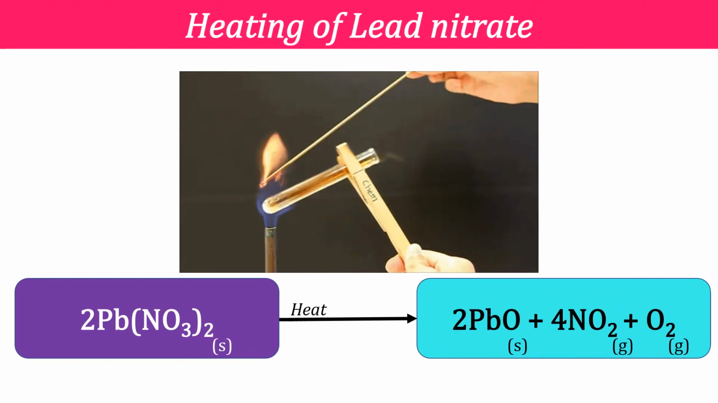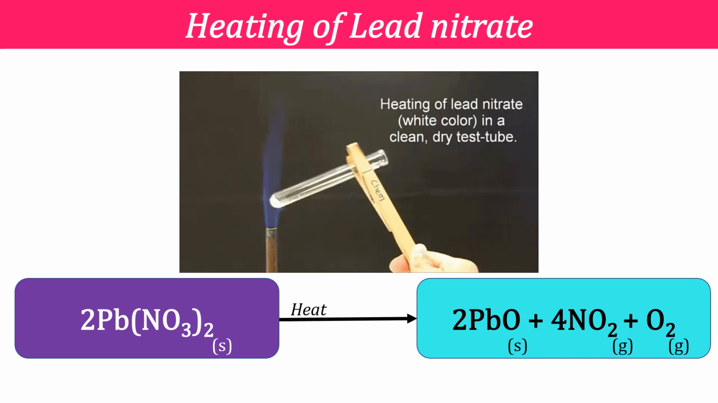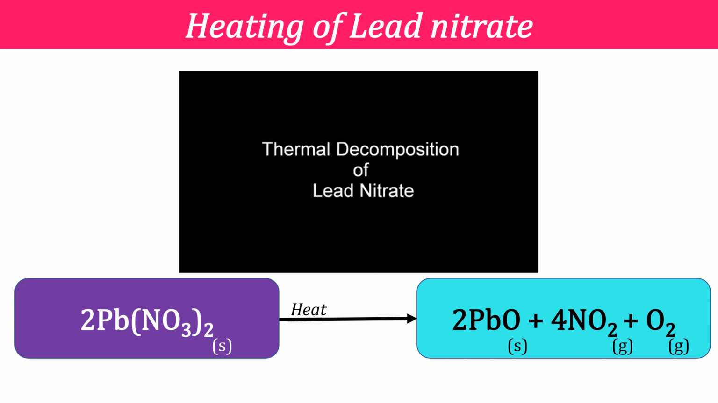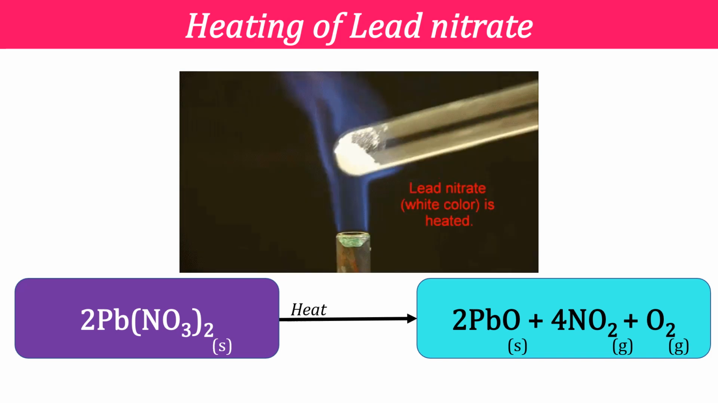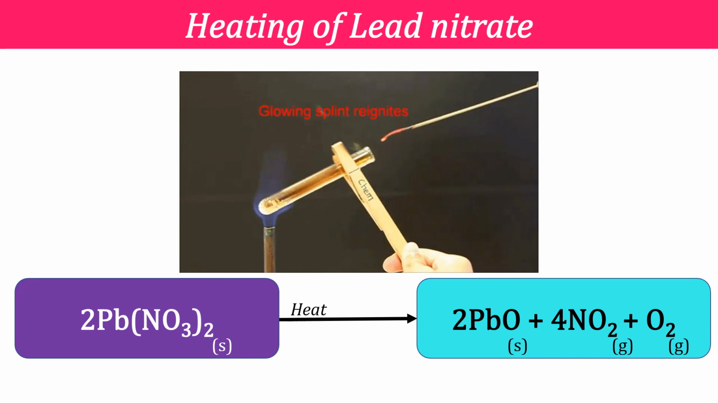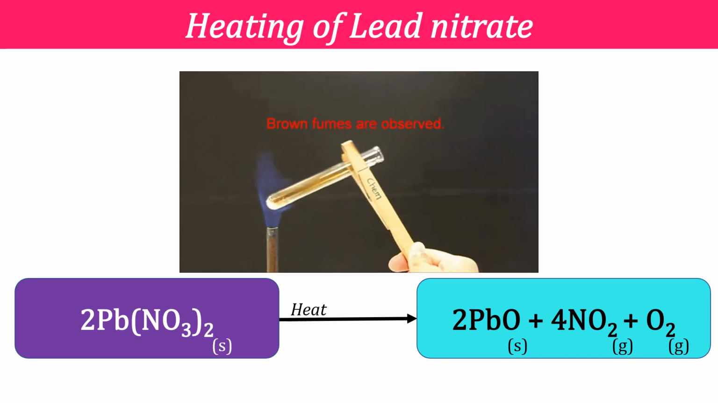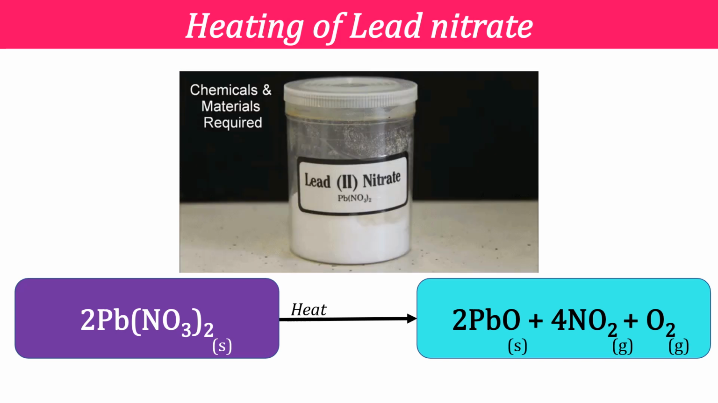Thermal decomposition of lead nitrate. Take some lead nitrate powder, which is white in color, in a test tube and heat it over a flame. As shown in the picture, the lead nitrate decomposes to form lead oxide and releases nitrogen dioxide gas and oxygen. The release of nitrogen dioxide can be noticed in the form of brown fumes. During the decomposition of lead nitrate, you can hear the crackling sound.